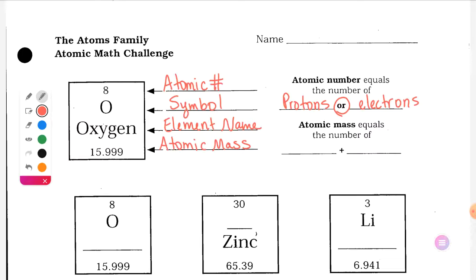Atomic mass equals the number of blank plus blank. What is our addition sentence, Brady? Protons plus neutrons.